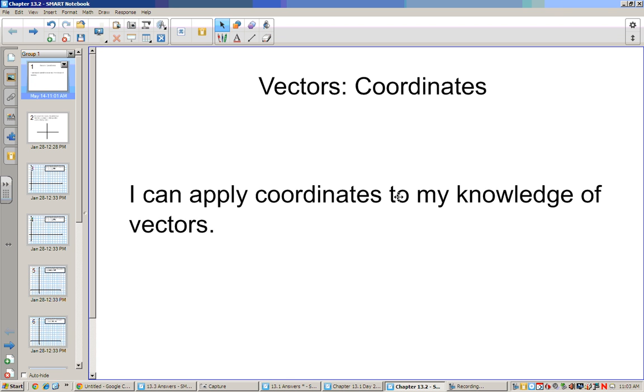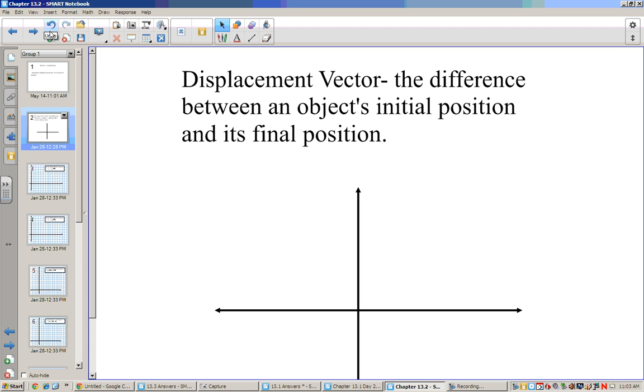Hello, today we're going to learn about vectors in the coordinate system. By the end of the day, you should be able to say, I can apply coordinates to my knowledge of vectors. First off, we're going to learn about the displacement vector. It's the difference between an object's initial position and its final position.